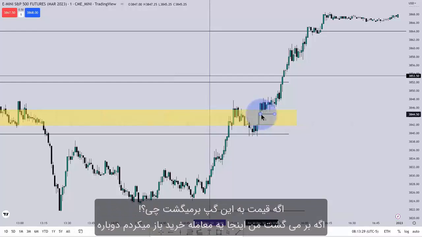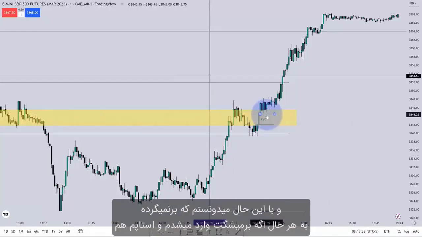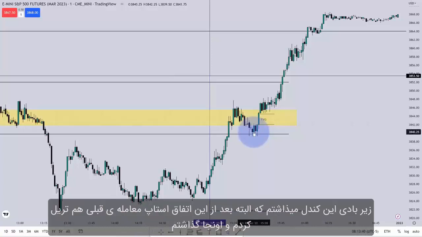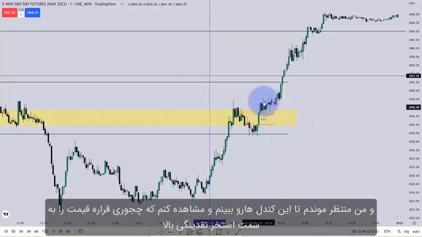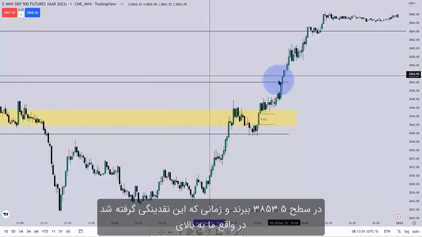But what happens if it starts to go back down into this low right in here? I'm going to buy it, knowing it's not going to go down here. And my stop would go just below the bodies of these candles here, which is where it went to next once I trailed it up. And I'm going to watch these candles paint and watch and see how they gravitate towards this pool of liquidity, which was 38.53 and a half.